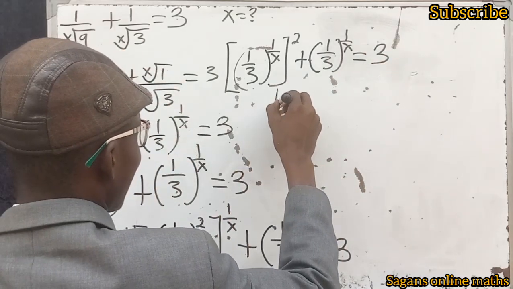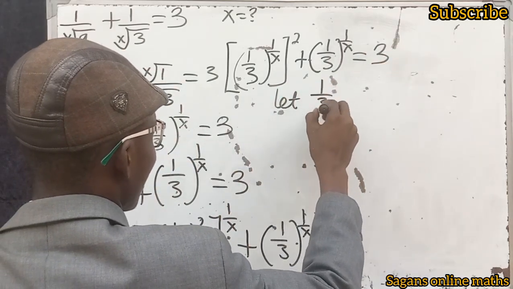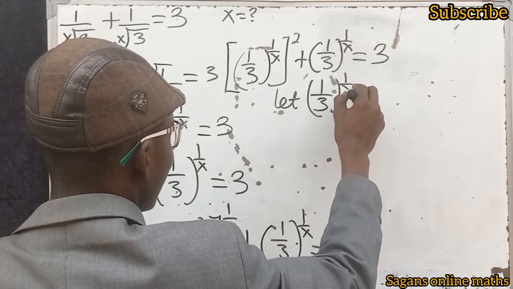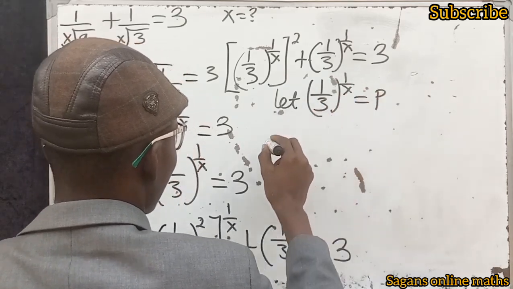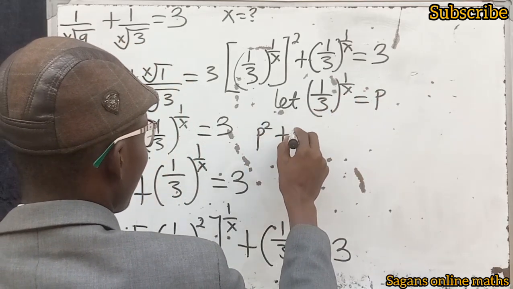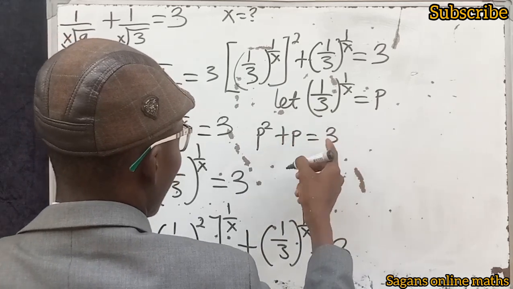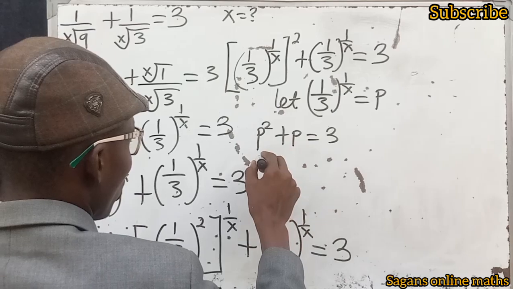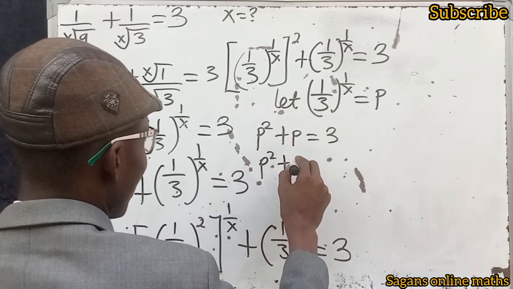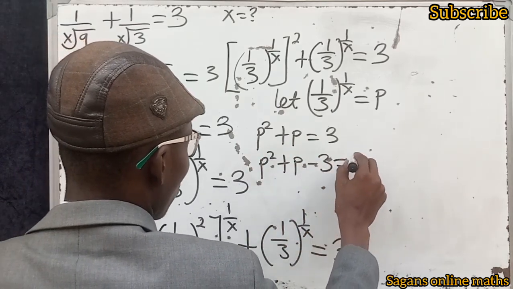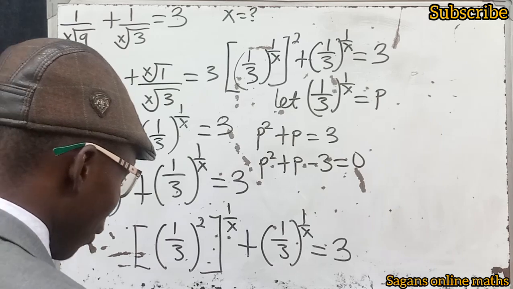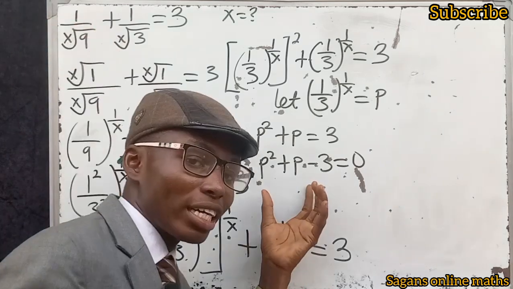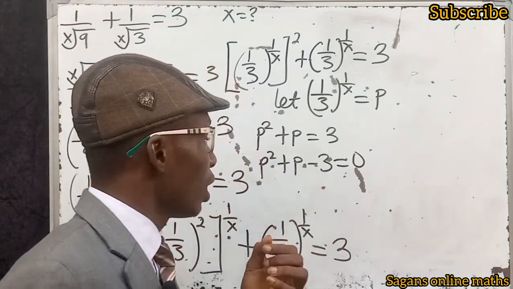Let 1 over 3 all to the power of 1 over x equal p. So this now becomes p squared plus p equals 3. Let's subtract 3 from both sides so we can have a very beautiful quadratic equation. So this is p squared plus p minus 3 equals 0. Now our question here is, can this equation be factorized?